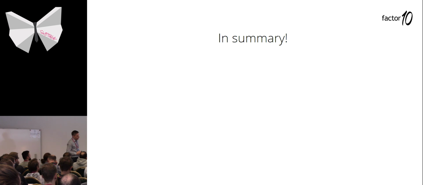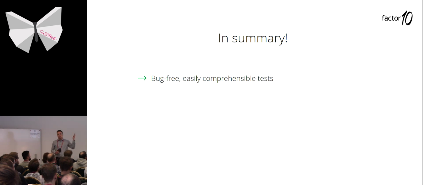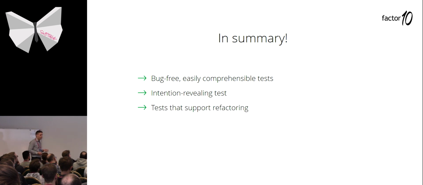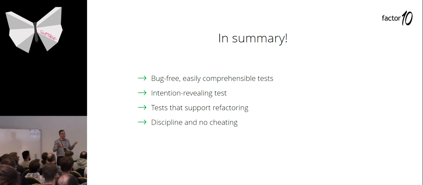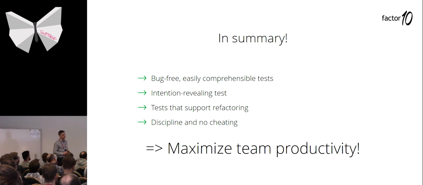So, in summary, the four things: bug-free, easily comprehensible tests, intention-revealing tests. We want to have tests that support refactoring, and we want to have discipline and no cheating. And if we have this, then my point is that we're writing tests for the team, so that everyone in the team can refactor, do changes, and say that if I change something and all the tests are green, then I didn't break anything. We maximize the team productivity.